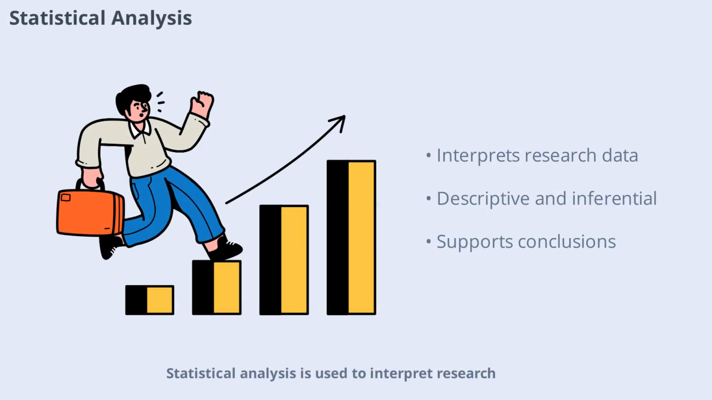Statistical analysis is used to interpret research data and determine whether observed effects are significant. Common techniques include descriptive statistics, hypothesis testing, regression analysis, and more. Choosing the right statistical methods depends on the study design and data type. Proper analysis helps draw valid conclusions and supports evidence-based decision-making.